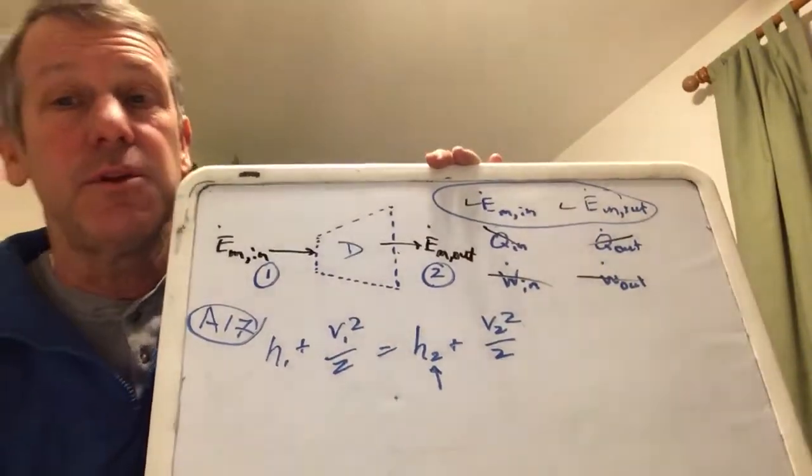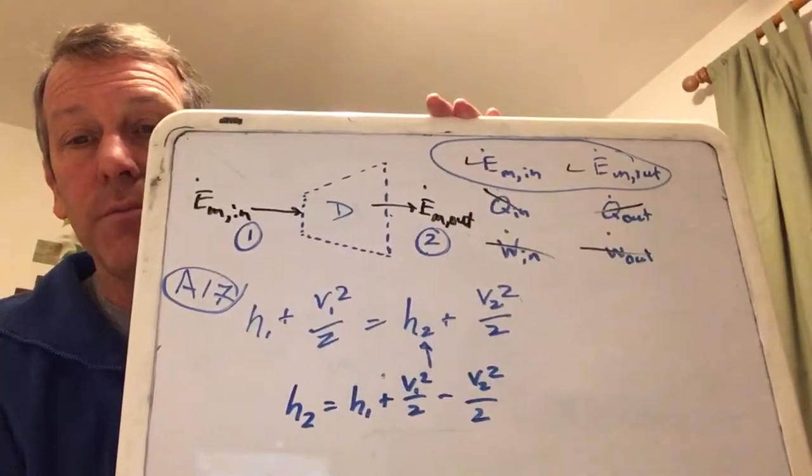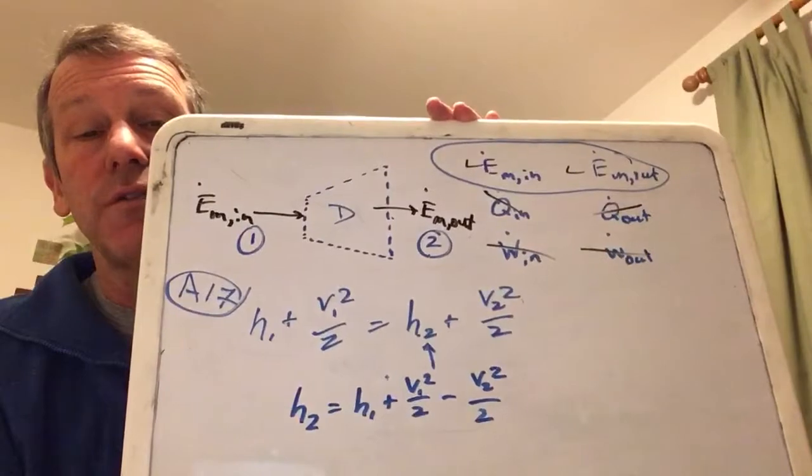Why don't you try it yourself, and I'll be doing it on the whiteboard. Okay, so there's the algebra. H2 is going to be equal to H1 plus V1 squared over 2 minus V2 squared over 2. Okay, and then you can go ahead and go to table A17 and fill in the numbers. All right, H1 is the enthalpy of air at 290, which is 290.16. That's kilojoules per kilogram.